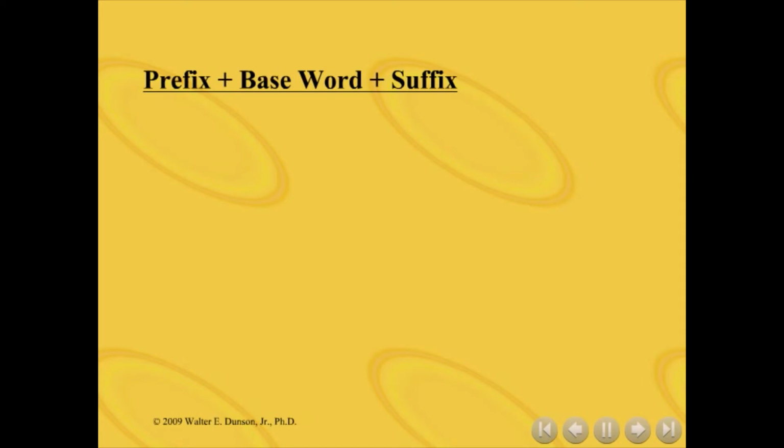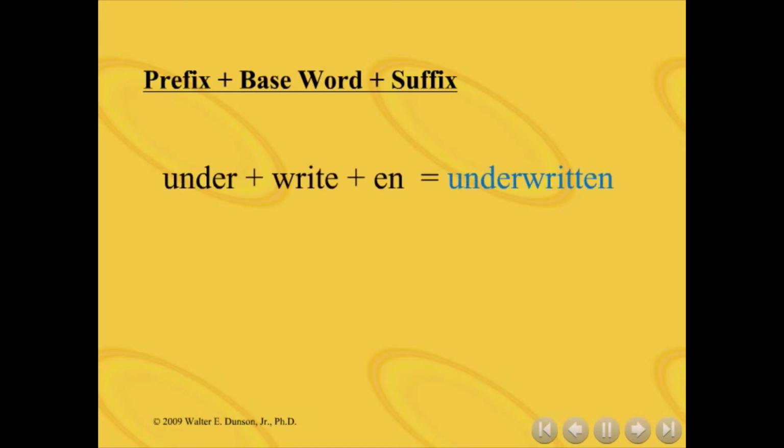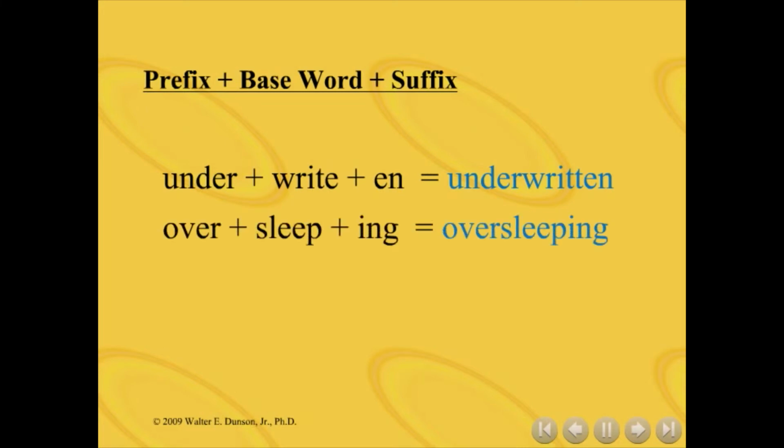For our prefix, base word, and suffix, we have under plus write plus n equals underwritten, over plus sleep plus ing equals oversleeping, and lastly, be plus wilder plus d equals bewildered.